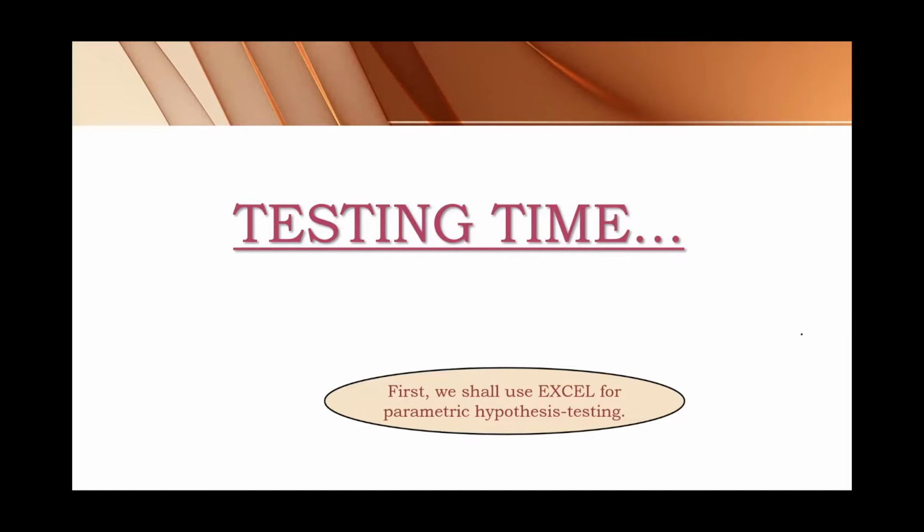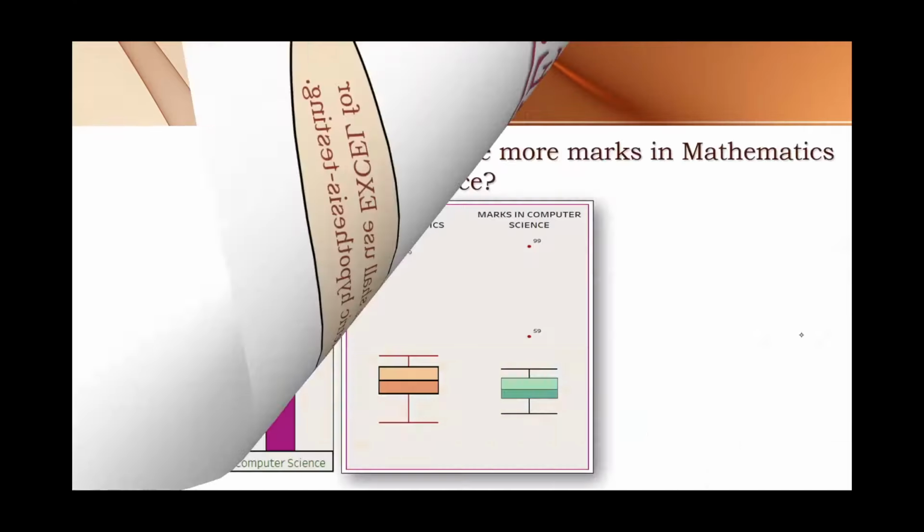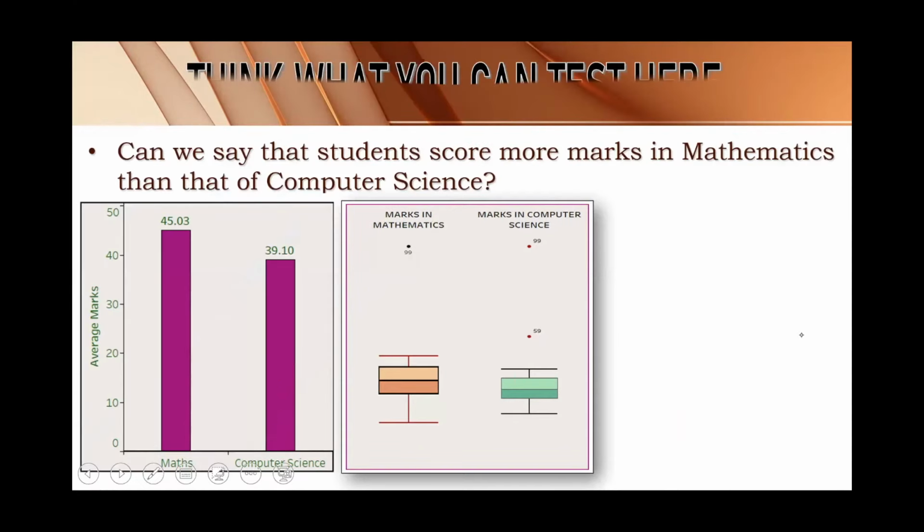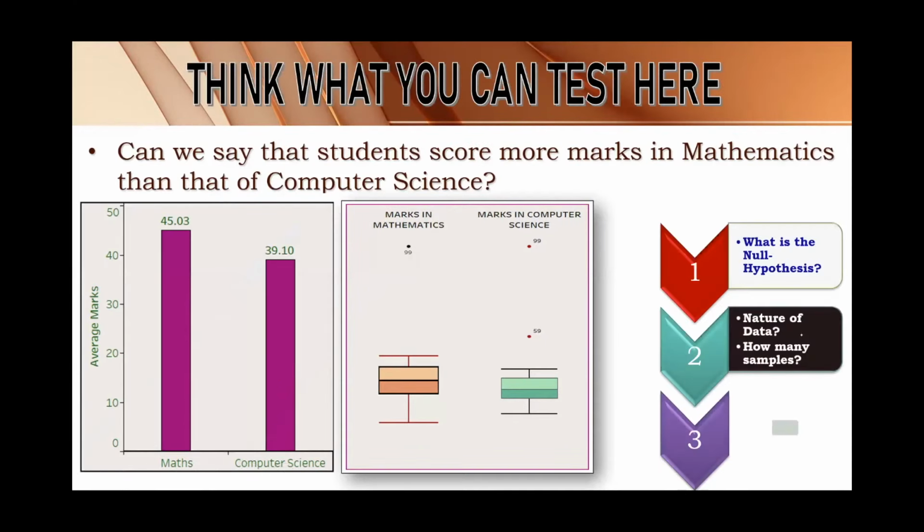Right. So, friends, now let's move further and see how we practice it. Can we say that students score more marks in mathematics than in computer science? I'm sharing data with you, and the data is in an Excel file, and we will be using the Excel file for doing this particular test. Okay. So we have the marks in maths and computer science.